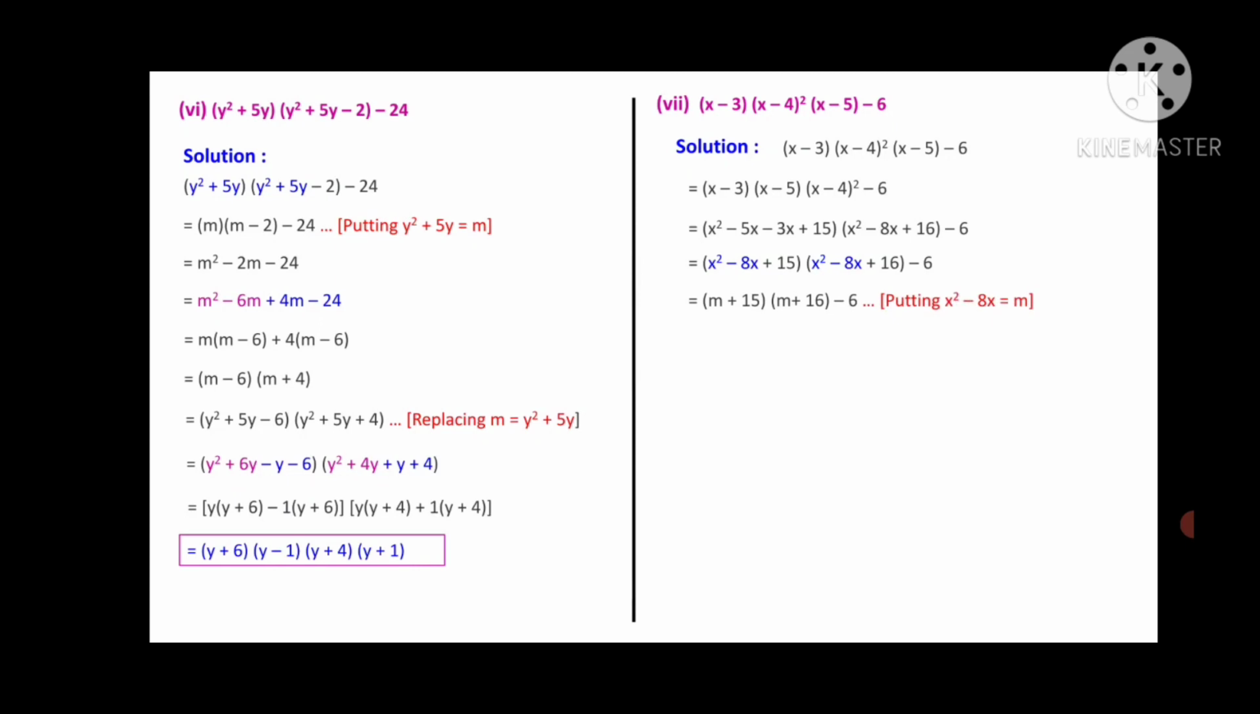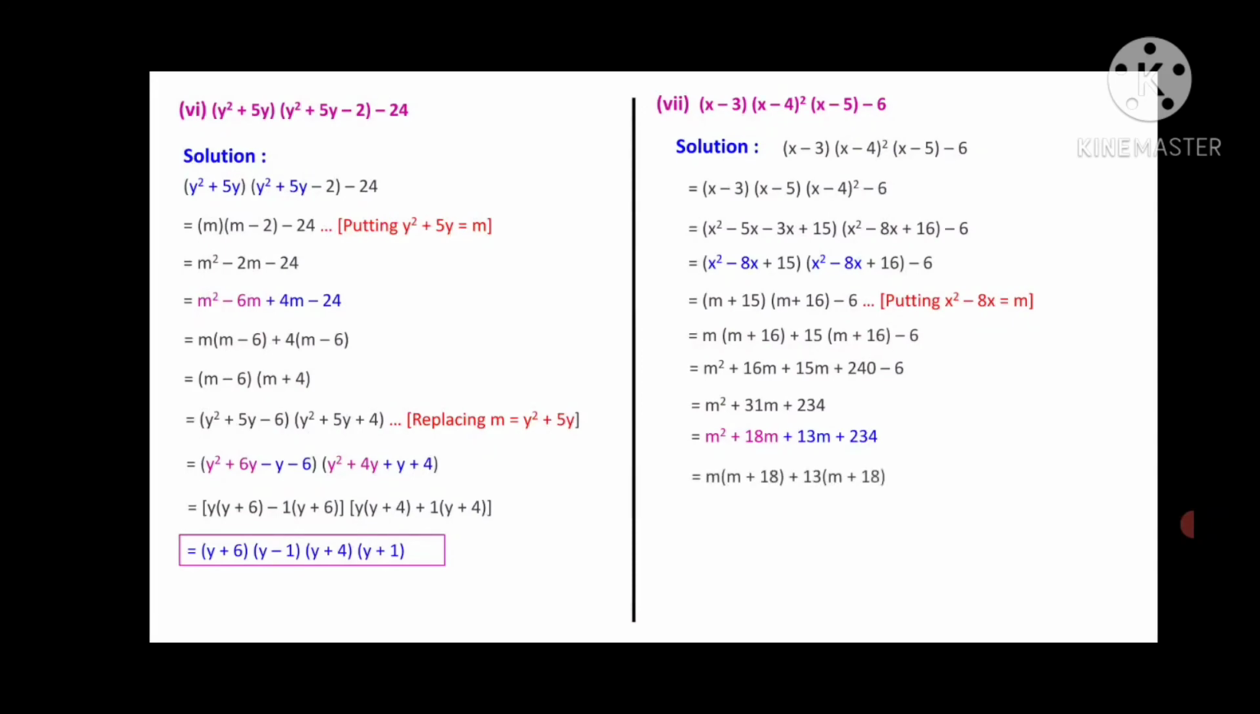So here it will be m plus 15, m plus 16 minus 6, replacing x square minus 8x with m. m into bracket m plus 16 plus 15 into bracket m plus 16 minus 6. So here we'll do the product: m square plus 16m plus 15m plus 240 minus 6. m square plus 31m plus 234. m square plus 18m plus 13m plus 234.